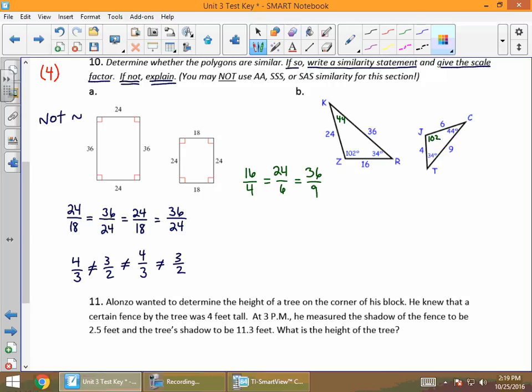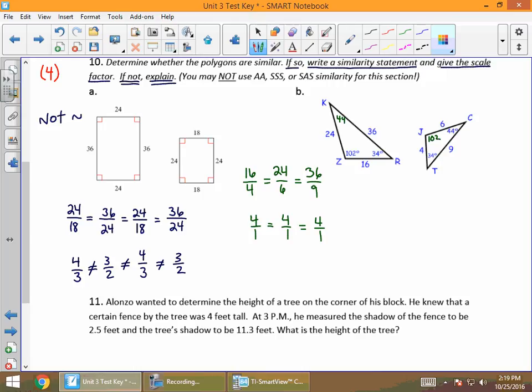16 over 4 reduces to the proportion 4 to 1. Don't forget the 1. I had a lot of people just put a 4 there. 24 over 6 reduces down to the proportion 4 to 1. 36 over 9 reduces down to the proportion of 4 to 1. So yes, they are similar.